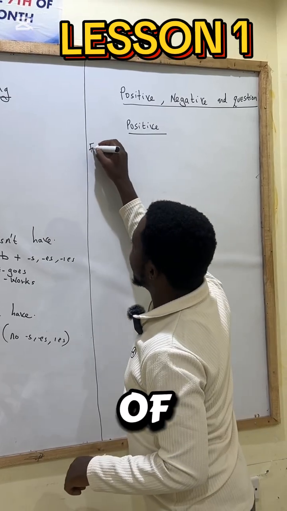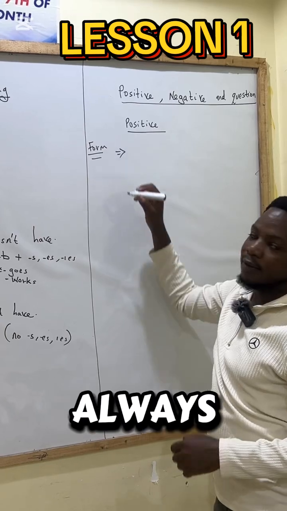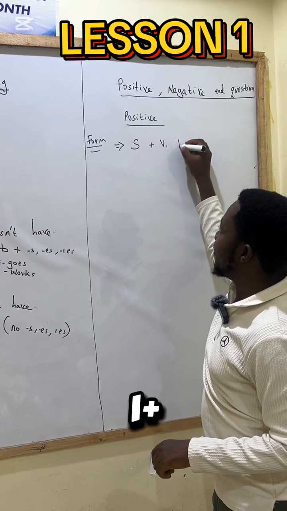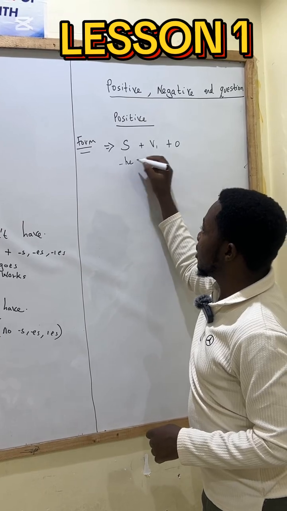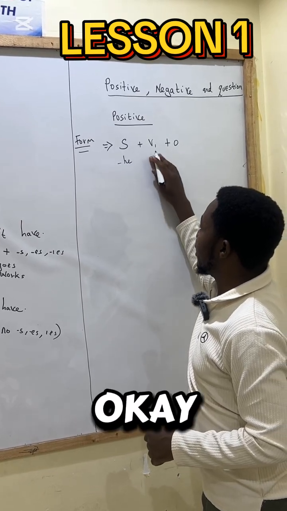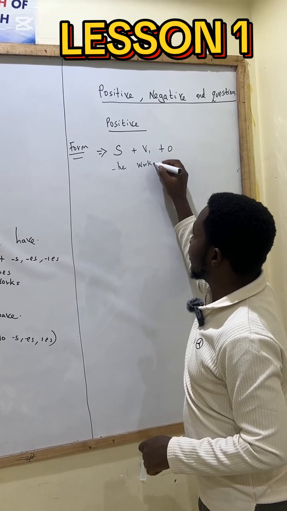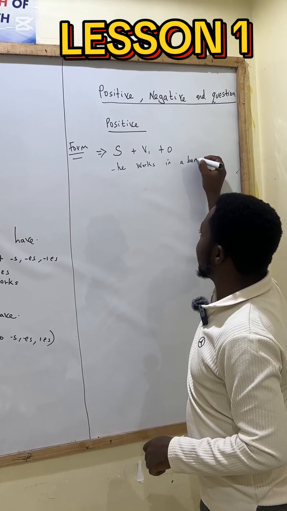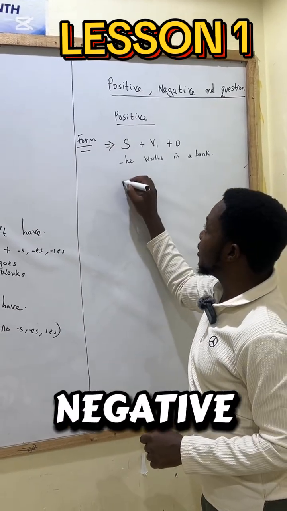Okay, now positive. The formula of the form is always we use subject plus verb one plus object. For example, he has, okay, he works in a bank. That is positive.